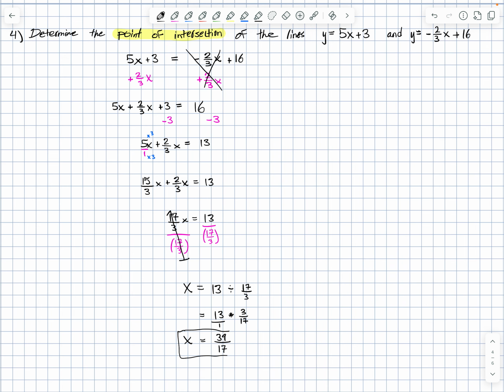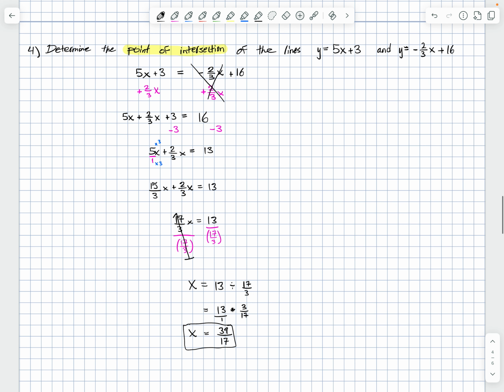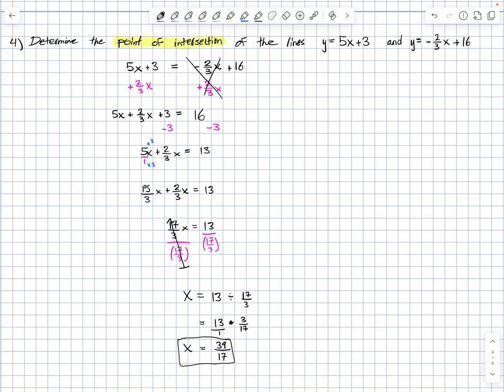So I have an x value. Now, when you get to here, realize that you're not done the question, right? This is just half the puzzle. For point of intersection, remember, I need an x and a y. So I just found half my solution here. Now what I want to do is take this x and plug it back into either this or this, whichever one you like. I would pick the easier one. So like this one, for example, because there's no fractions, there's no negative signs. So then you're just going to write y equals 5, and into x, you're plugging in this answer that you got, 39 over 17, and plus 3. So that's going to give you the y coordinate at that point of intersection.